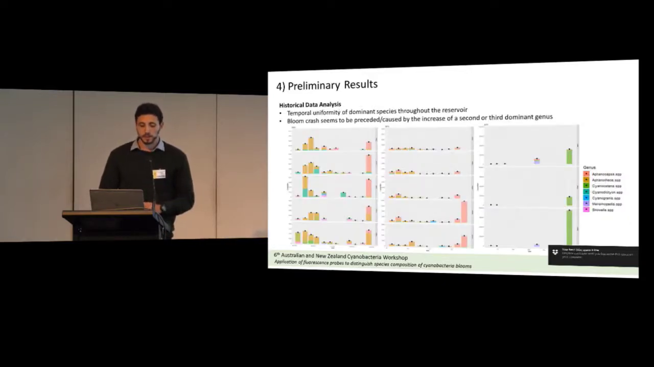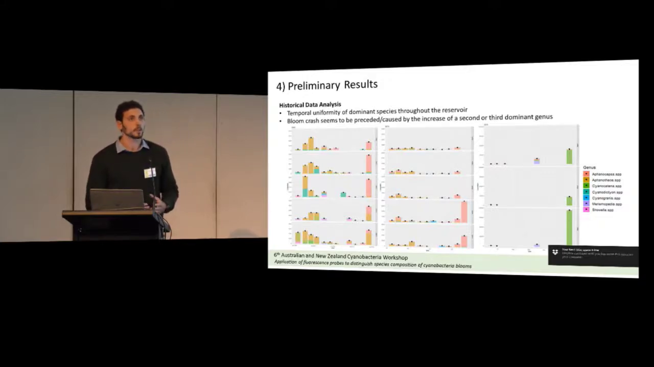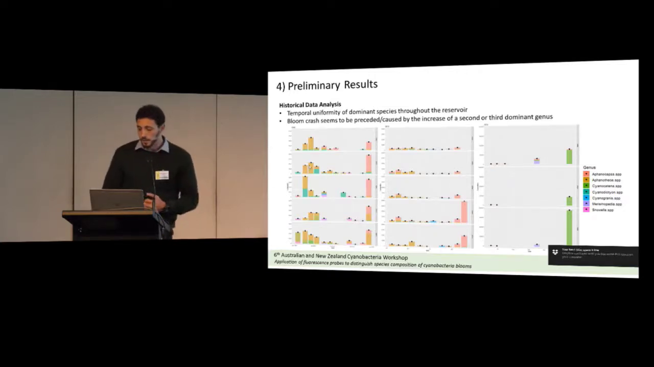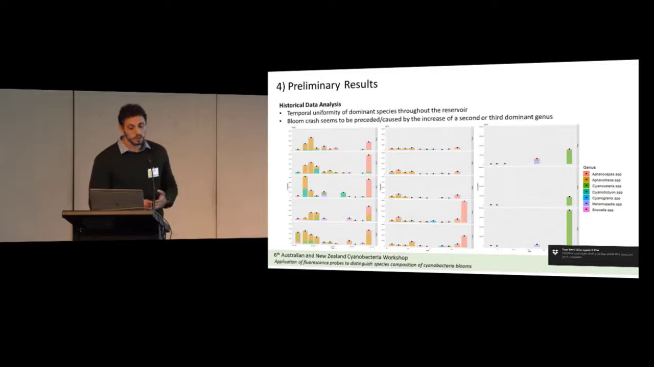Another pattern that we could observe is that there is a temporal uniformity of dominant species throughout the reservoir. So we can see this through this time series graph, in which each color represents a different genus, a different species of Cyanobacteria, and each panel from top to bottom is a different location on the site. So for instance, we can see that in the beginning of 2012, there is a dominance of Aphanothece in yellow throughout the whole reservoir.